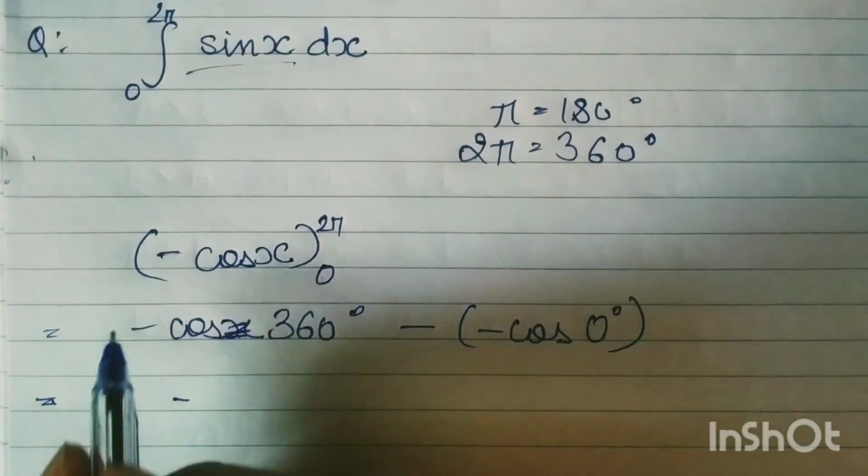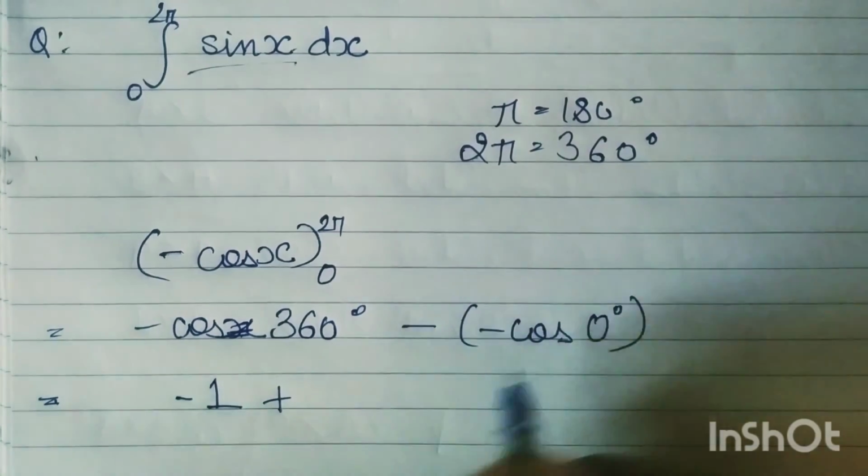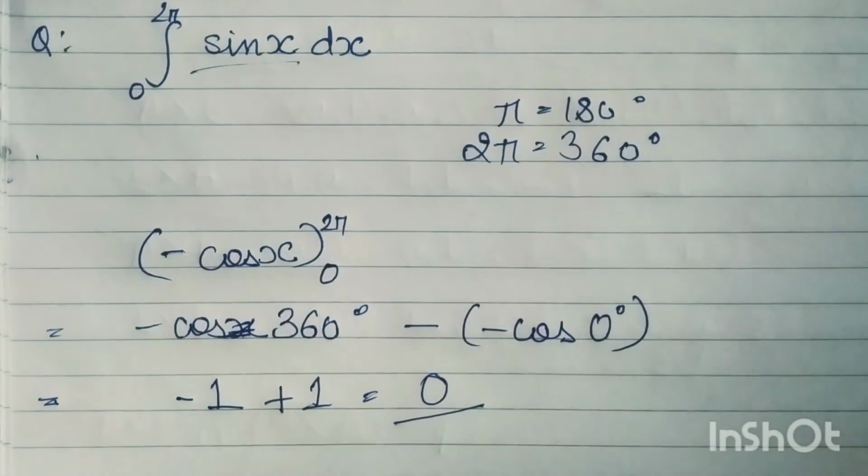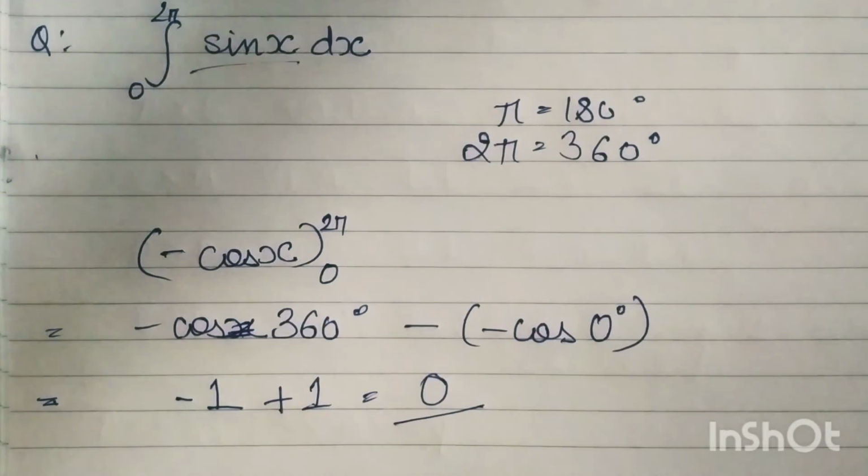So minus cos 360 degrees is minus 1. Remember, cos 360 is 1 only. We have a minus sign, so it is minus 1. And cos 0 degree, you know it's 1. So your answer will become 0. Very clear? I suppose this was easy.